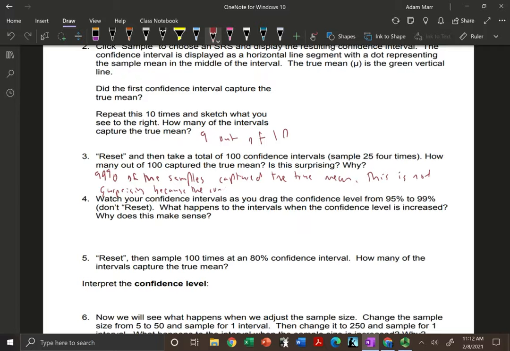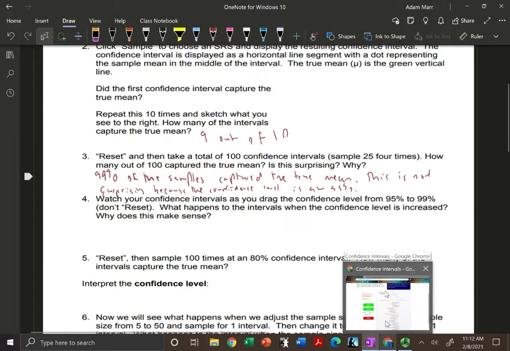So we'll just say that because the confidence, sorry about the handwriting there, confidence level is at 95%. Okay. Let's go on. Watch your confidence intervals as you drag the confidence level from 95% to 99%. Don't reset. What happens to the intervals when the confidence level is increased? Why does this make sense?